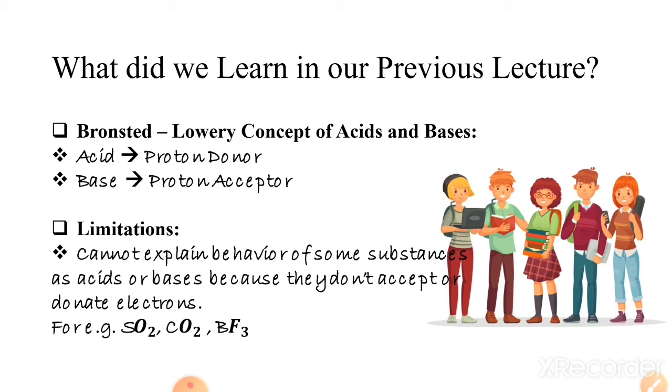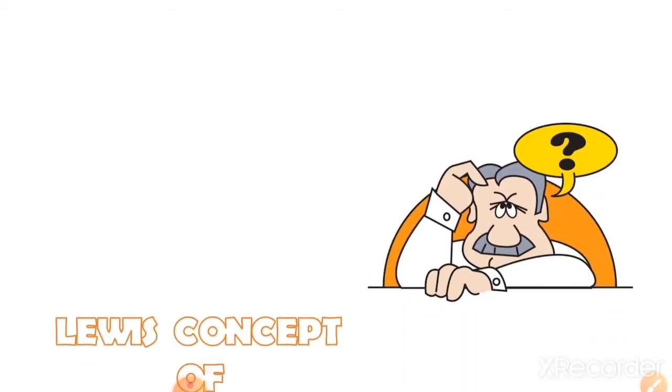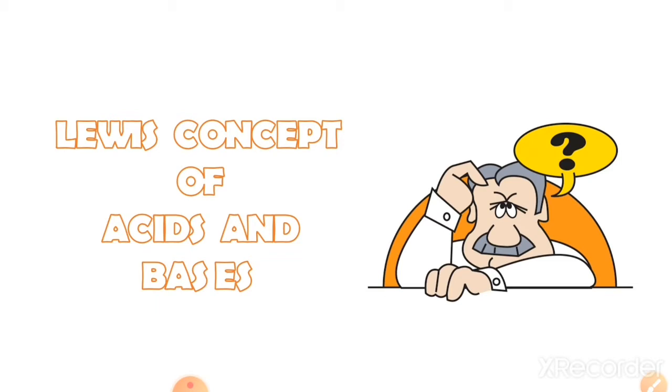So in order to overcome this limitation, a new concept was proposed, and that concept was the Lewis concept of acids and bases. Now we need to know what this concept is and how the substances are identified as acids or bases in this concept.